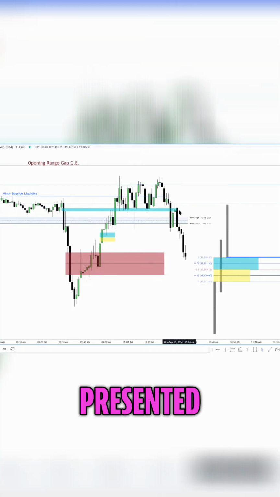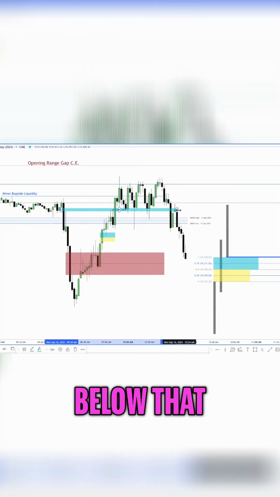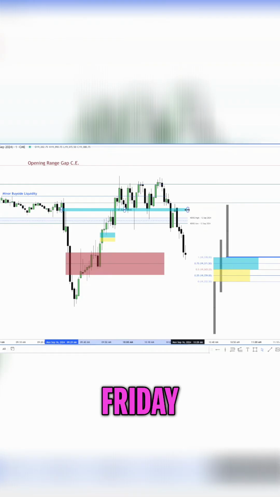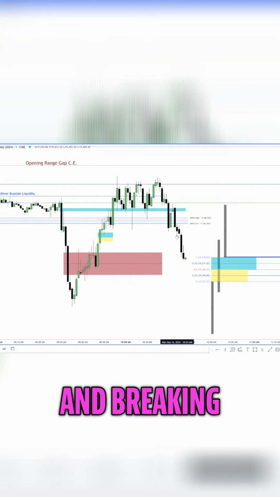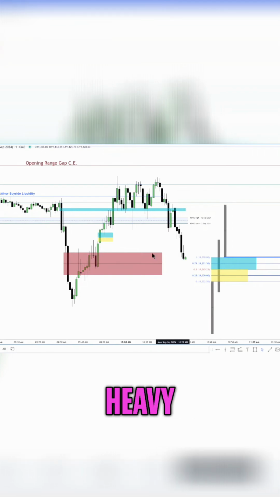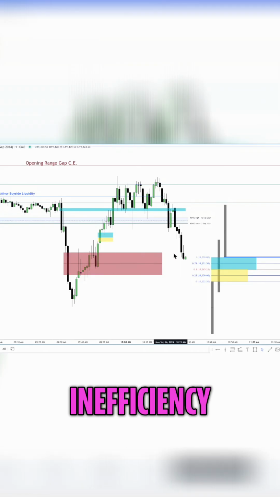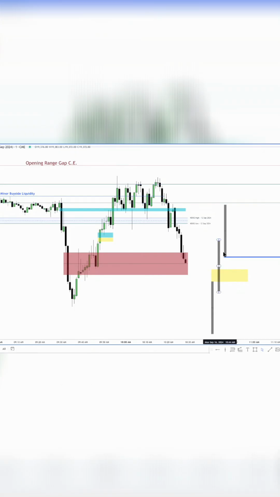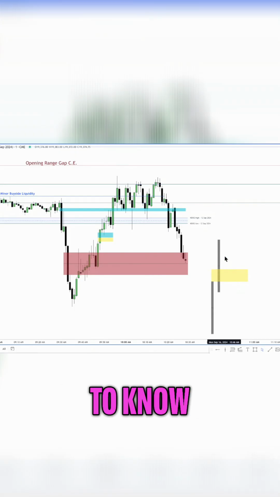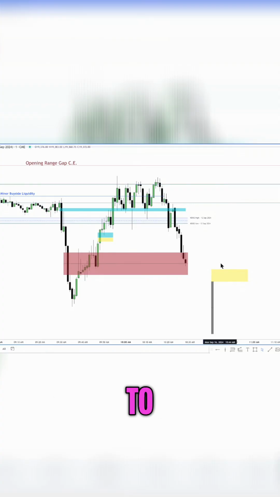And then here's first presented fair value gap after swiping below that new day opening gap of last Friday. And then trading up into that and then breaking lower, remaining heavy. Now we're back down into this inefficiency. So I'm going to remove this now. Hopefully it's communicated clear enough for you to know what I'm talking about and referring to. If you watch my examples now, you'll understand a little bit more what I was doing at the time of the execution.